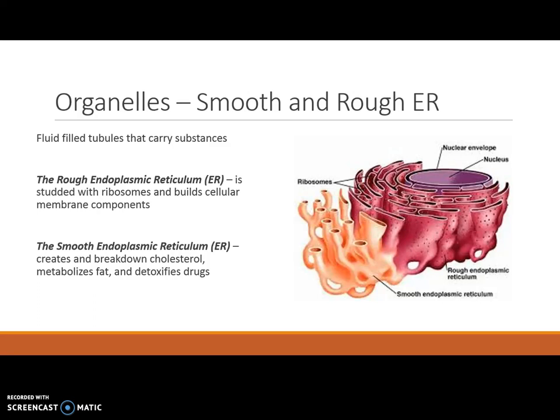The smooth ER lacks all those ribosomes, and it is responsible for the synthesis of lipids. Lipids are also known as fats. The smooth ER synthesizes phospholipids and steroid hormones, so they make those. Cells that produce large amounts of hormones, such as those in the ovaries, contain large smooth ERs. The smooth ER also stores and regulates calcium, metabolizes carbohydrates, and breaks down toxins.